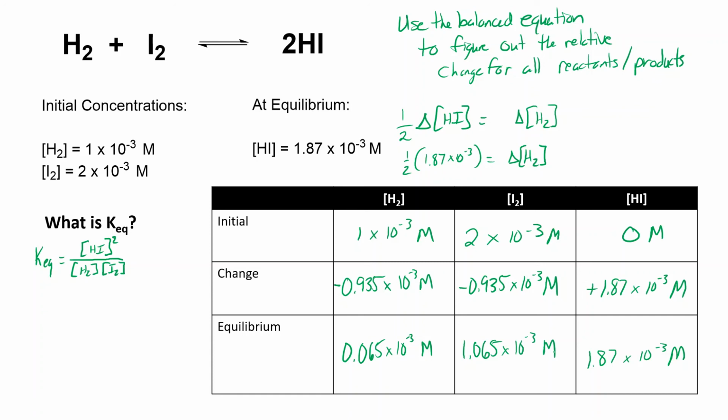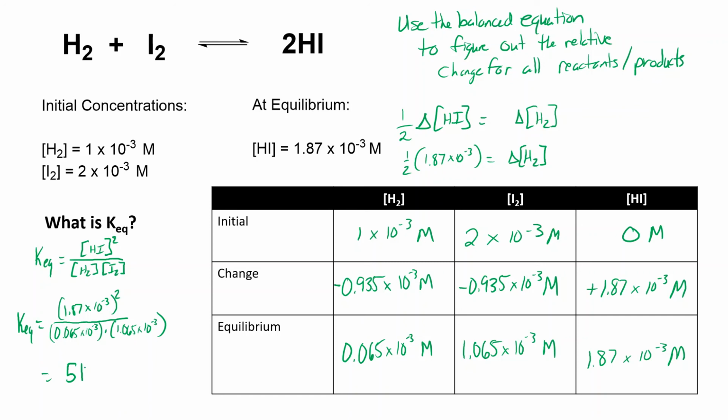And now we have filled in all 3 positions of the equilibrium row of our table. So we have the equilibrium concentration for HI, for H2, and for I2. So we can plug these numbers in over here: 1.87 times 10 to the negative third squared divided by 0.065 times 10 to the negative third times 1.065 times 10 to the negative third. And we multiply all this out and we get a KEQ that equals 51.